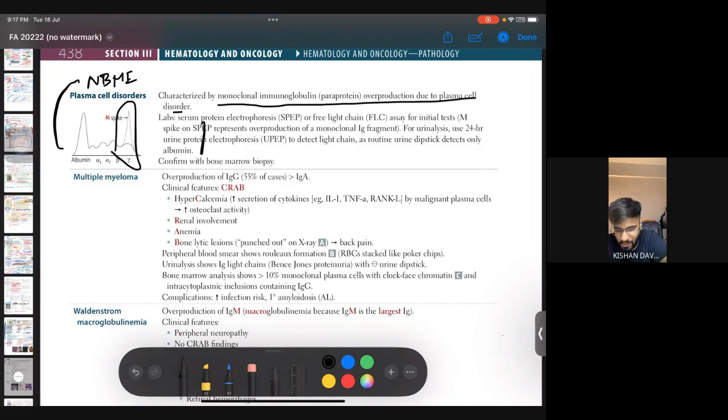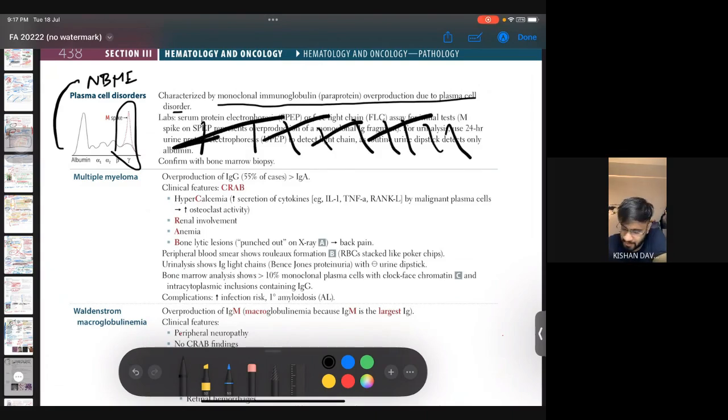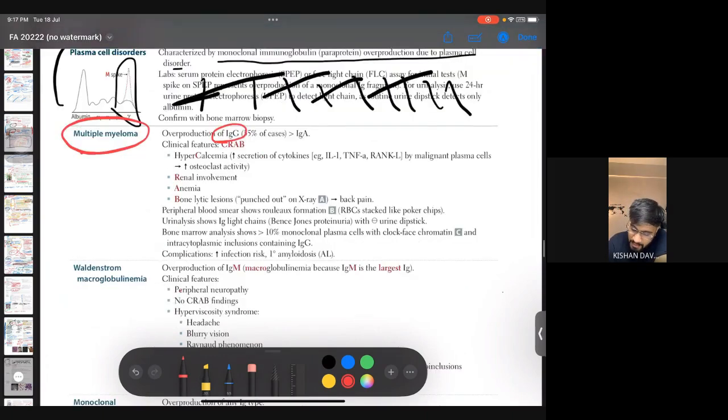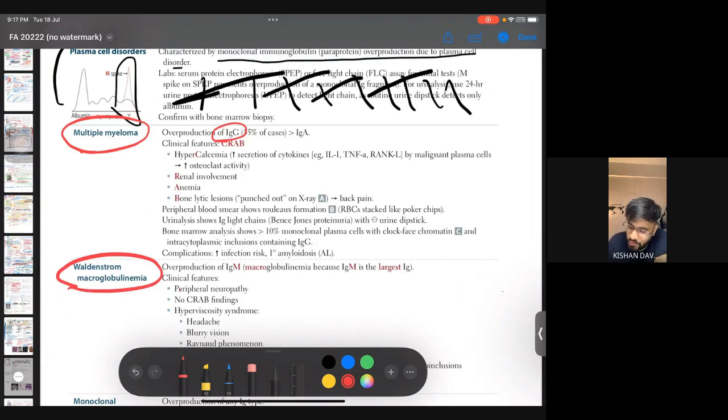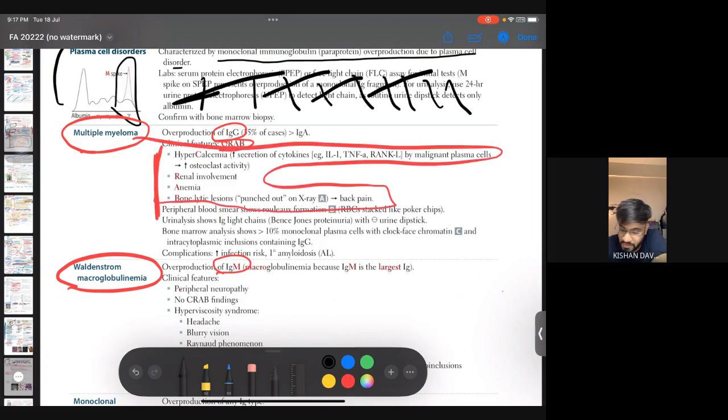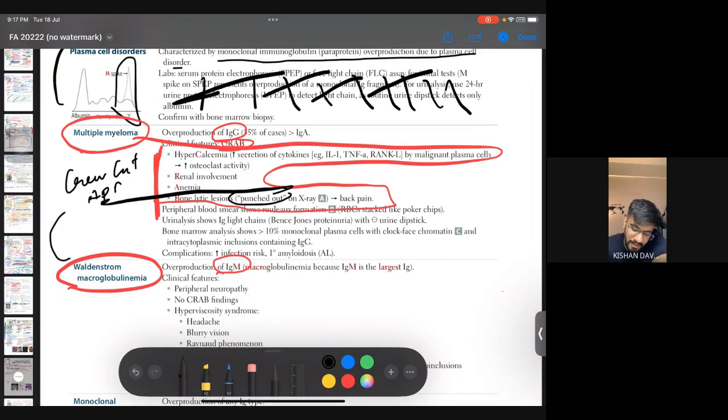Now, this is all not important. Coming to our first important diagnosis, that is multiple myeloma, overproduction of IgG, and in Waldenstrom macroglobulinemia, you have IgM. So you can differentiate on IgM or IgG. Second, in multiple myeloma, remember the CRAB features. CRAB features are very important. Here also they have given punched out lesion. Punched out lesion is same as the crew cut appearance. Don't get confused.